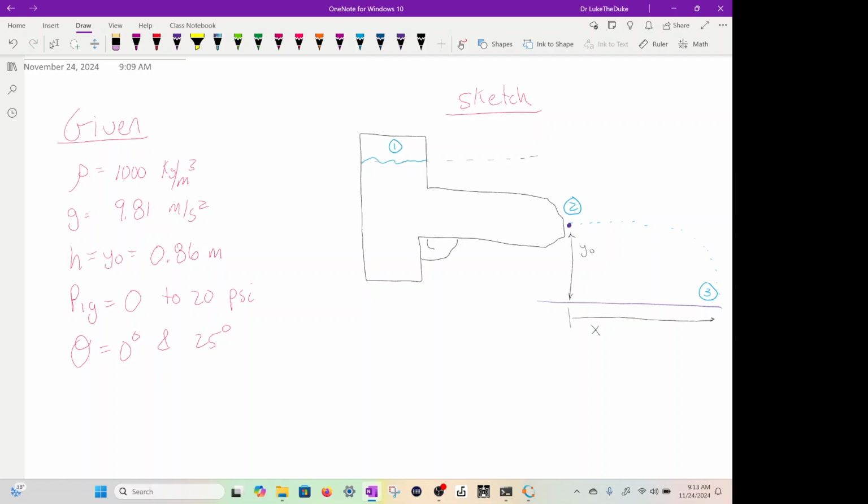Oh, actually, you know what? Let's move that to here, just because I like to keep state 2 below. I like to keep the bottom part there. Okay, so from state 1 to 2, we have Bernoulli's, and we'll talk about that. And then from 2 to 3, we'll do projectile motion. All right.